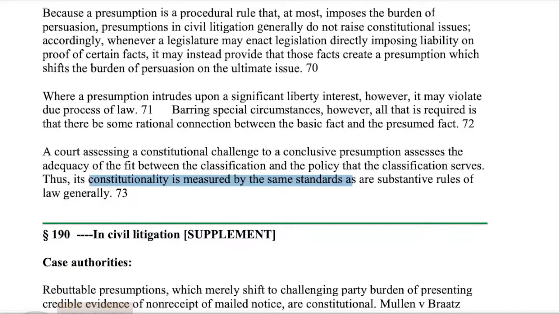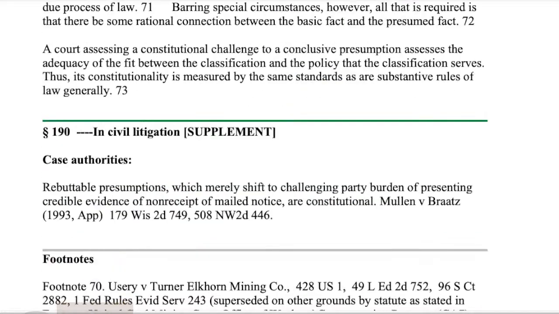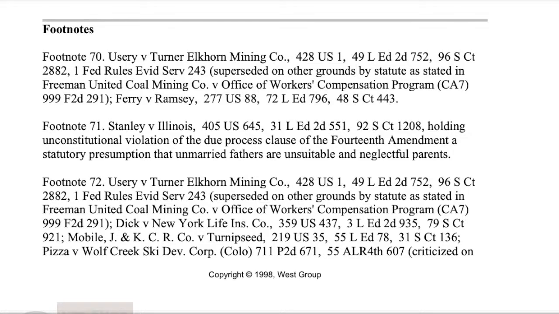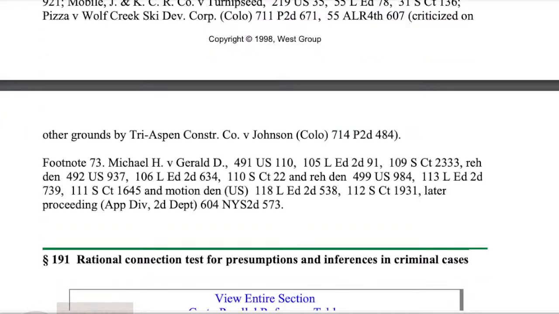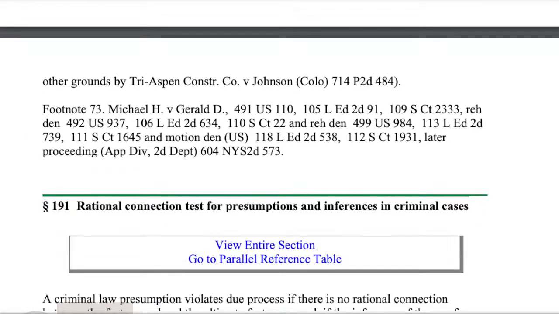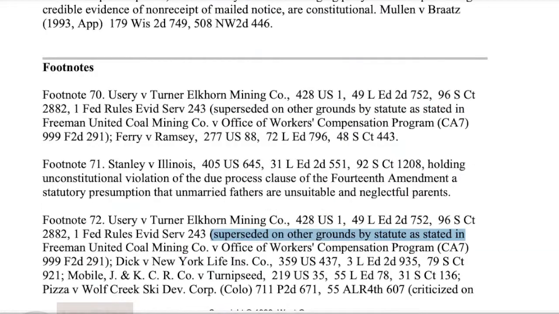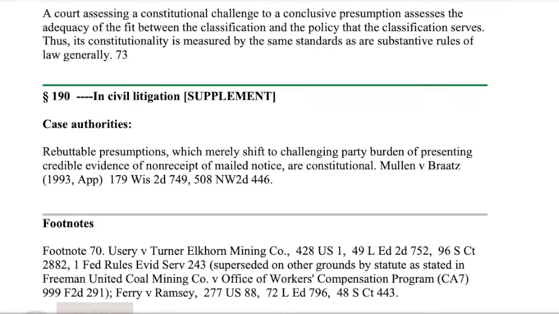So let's look at these footnotes here, 70, 71, 72, and 73. Usury versus Turner Elkhorn Mining. Superseded on other grounds. All right, so we just have the citations. All right, well, that takes us on to the supplement for Section 190 in civil litigation.